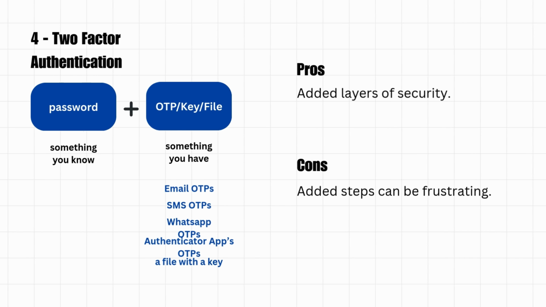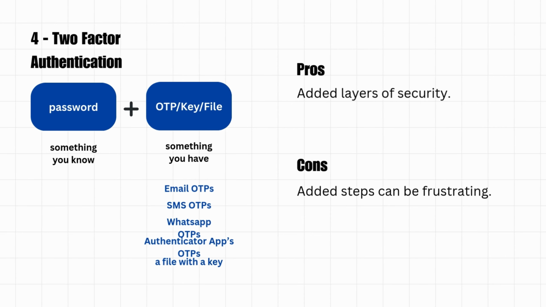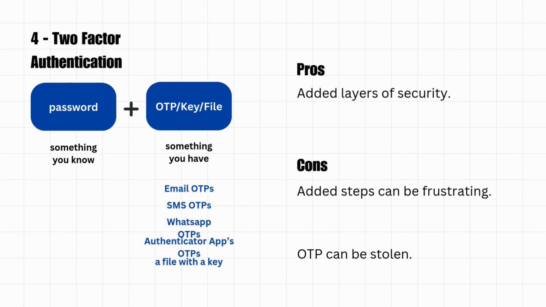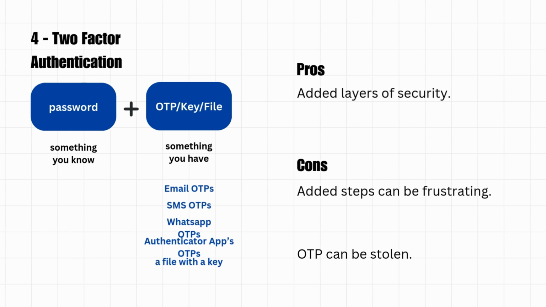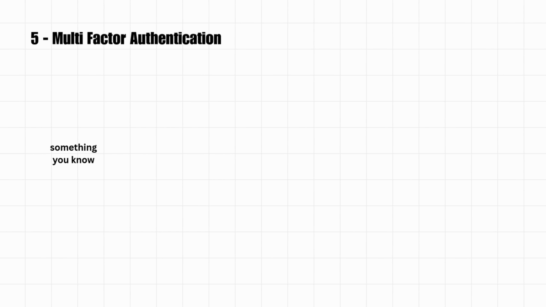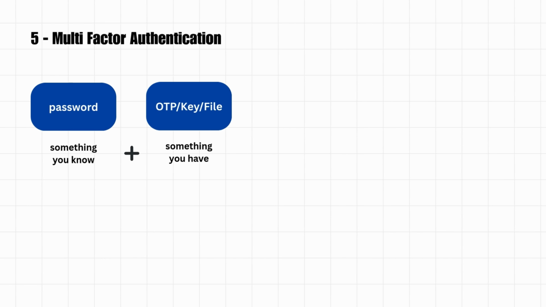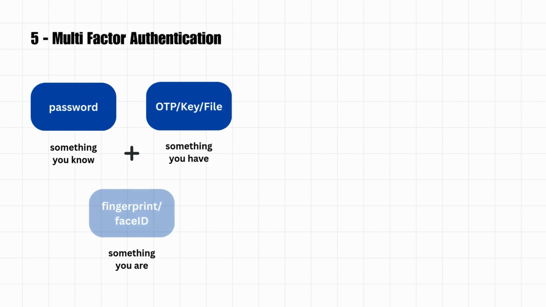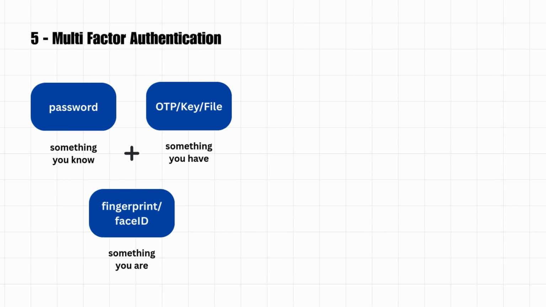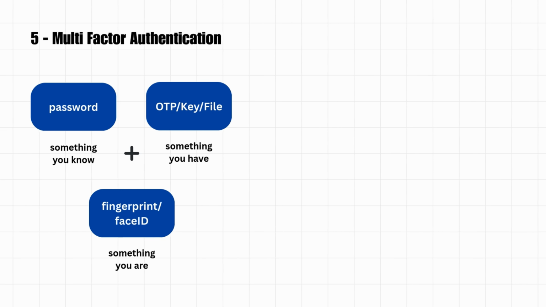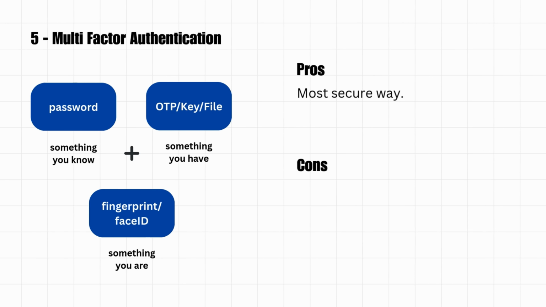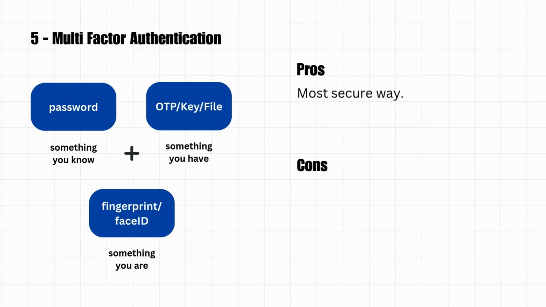Now the last one we'll talk about is multi-factor authentication, which includes two or more factors for authenticating a user. So here we can have something you know, which is a password, something you have, which is an authenticator app, let's say, and something you are, which is your identity unique to yourself. That can be fingerprint, face ID. So this is the most secure way of authenticating a user, but this brings a challenge of overwhelming the user with more steps during the process. So we should find the right balance between the complications in the process and the user experience.